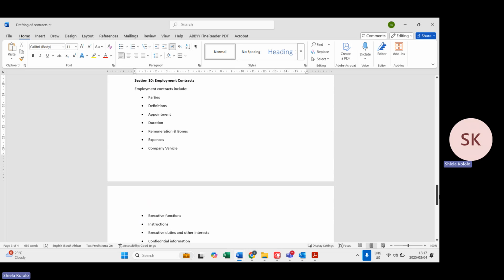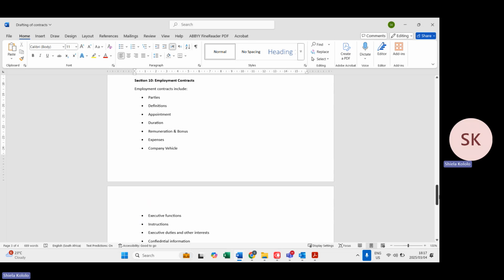And then the appointment would obviously state from when you are being appointed, and the duration would deal with the duration of the contract. Is this a fixed term contract? Is this a permanent contract? And things like that. Remuneration, when do you get paid? When are you receiving your monies and things like that, as well as your bonus, where maybe you're not entitled to a bonus, or the bonus will depend on performance and things like that.